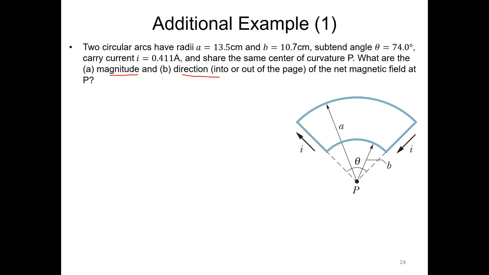So this one is very easy. This one and this one will not generate any B field at point P because ds cross R is zero, because they are pointing in the same direction. For this part and that part, they will generate some B field at point P. Using the right-hand rule for this part, you point into the page. For this part, using the right-hand rule, you point out of the page.